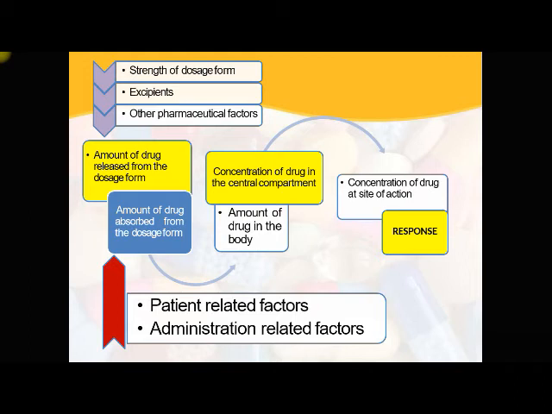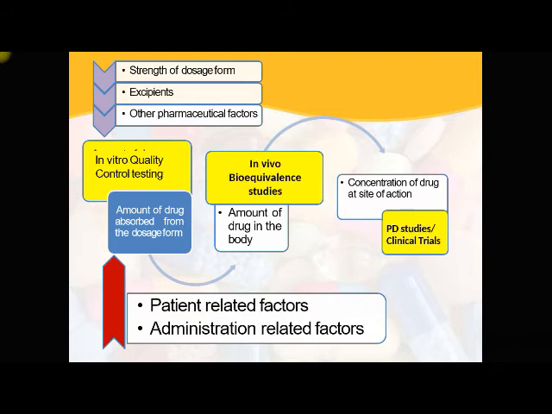Okay, so the amount of drug which gets absorbed from the dosage form is affected by patient related factors, and also by administration related factors. Again, the same thing is there, but we have changed it in the case of the bioequivalence or bioavailability studies which we are doing. Okay, so in vitro quality control testing shows the amount of drug which is released from the dosage form.